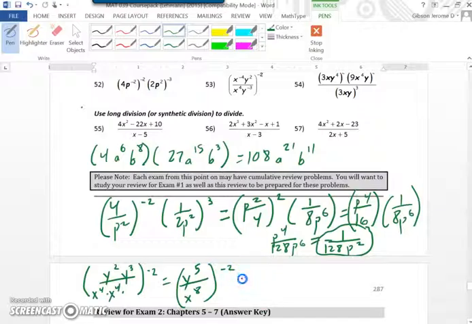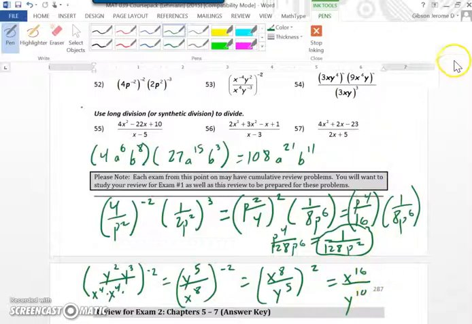That's all taken to the negative 2 power. So now, to make this a positive, we would take the reciprocal. It would be x to the 8th over y to the 5th, and then this is taken to the 2nd power. X to the 8th to the 2nd will give us x to the 16th, and y to the 5th to the 2nd will be y to the 10th. And that is the final answer for problem 53.